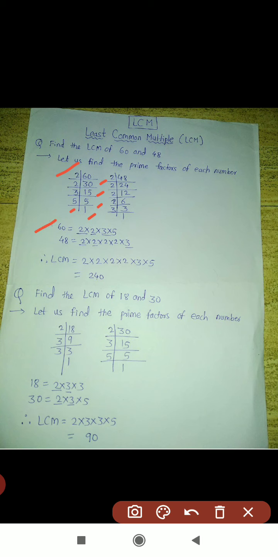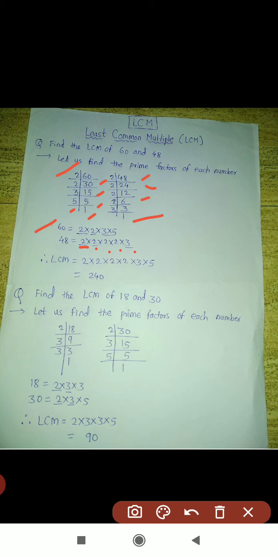And next 48. Now 48: 2 2s are 4, 2 4s are 8, 2 1s are 1, 2 2s are 4, 2 6s are 12, 2 3s are 6, 3 1s are 1. So 48's factors are 2 into 2 into 2 into 2 into 3. These are the factors of 48.